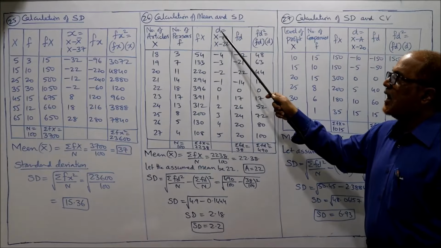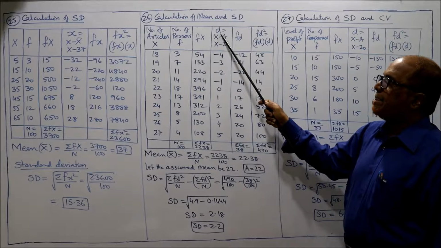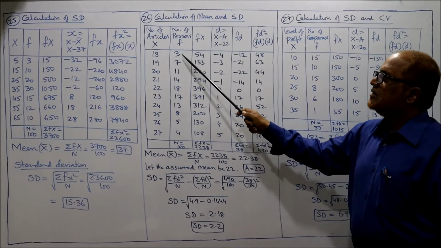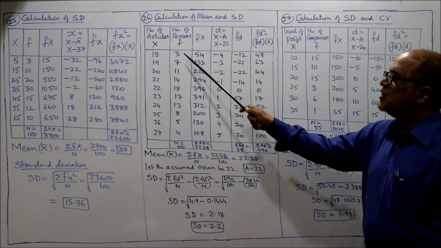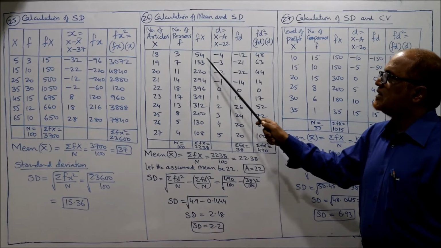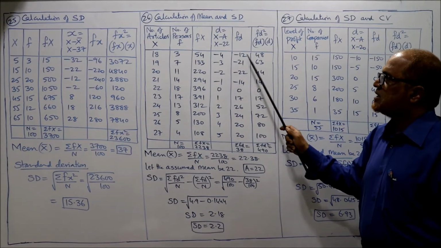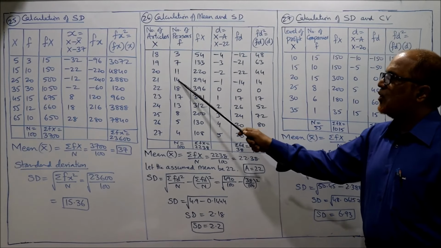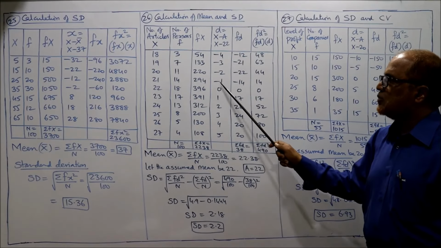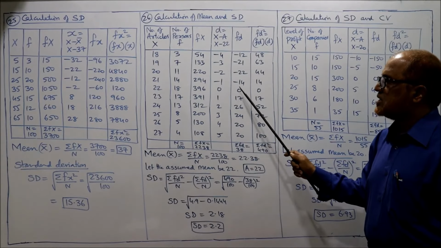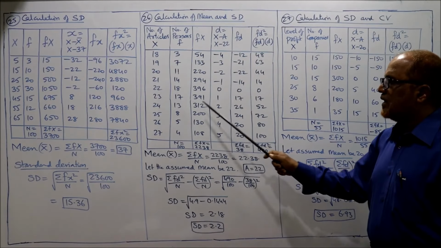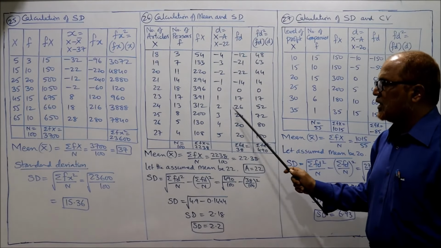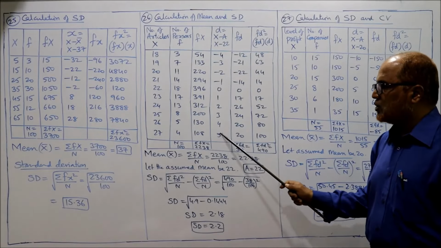तो d आ गया. अब मल्टीप्लाई करेंगे f इंटू डी, फ्रीक्वेंसी इंटू डी. 3 4s are 12 minus, 7 3s are 21 minus, 11 2s are 22 minus, 14 into 1 14 plus, 18 zeros are 0, 17 into 1, 13 into 2, 8 into 3, 5 into 4, 4 into 5.